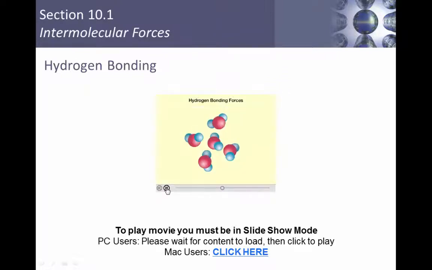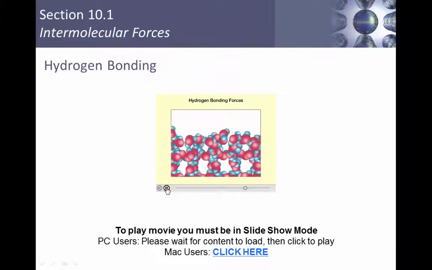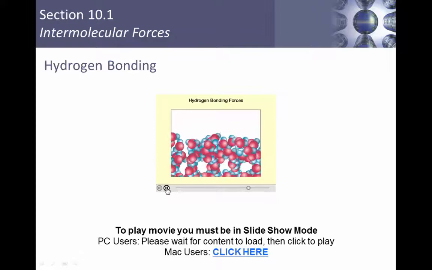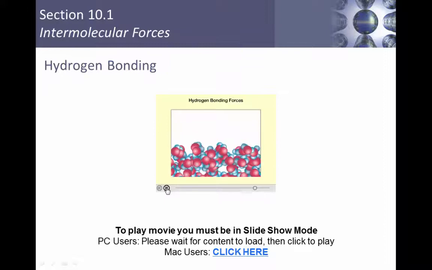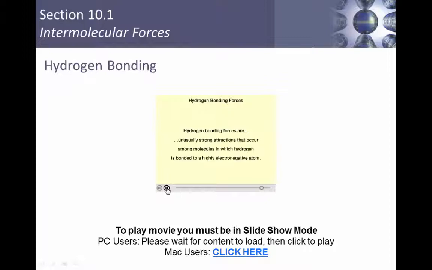Water, with 2 hydrogen atoms and 2 unshared pairs of electrons, can form 4 hydrogen bonds per molecule. In ice, hydrogen bonding leads to a tetrahedral arrangement of water molecules around one another, forming 6 membered rings that leave open channels through the ice structure. In liquid water, the tetrahedral arrangement is not fixed because the molecules are able to move around, and on average, a water molecule is surrounded by 3.4 other water molecules. Hydrogen bonding forces are unusually strong attractions that occur among molecules in which hydrogen is bonded to a highly electronegative atom.